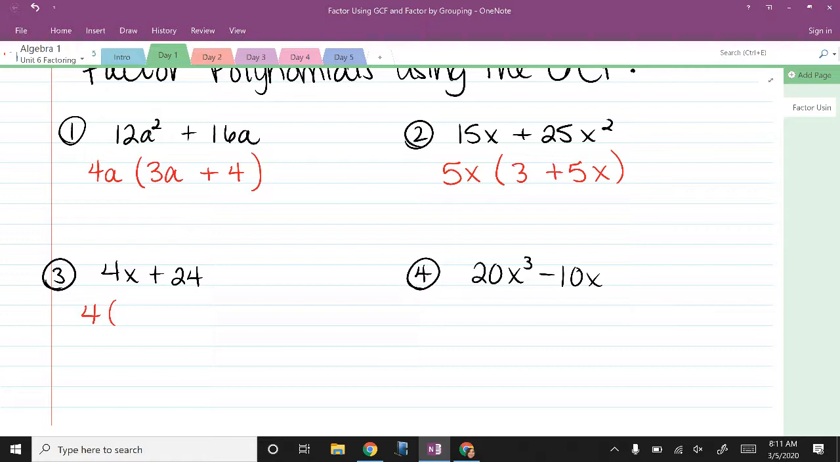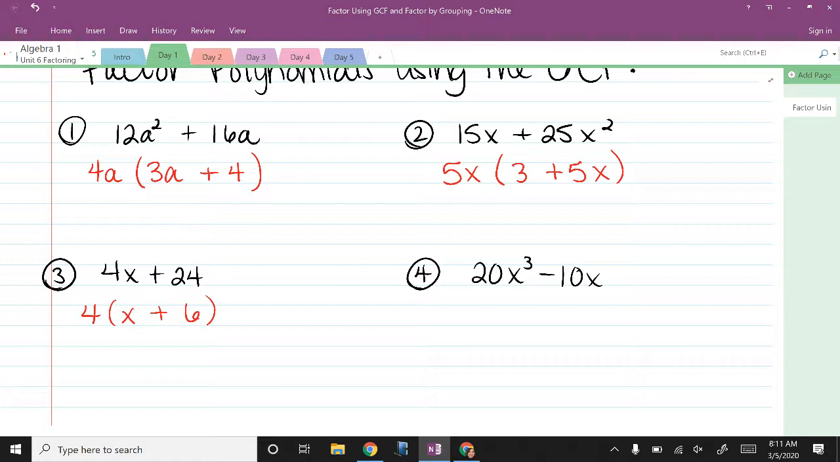So your parentheses. What multiplies times 4 to get 4x? You can put 1x, but it's just going to be x, right? And what times 4 is 24? 6. And if I distribute it, do I get 4x plus 24? Yeah.